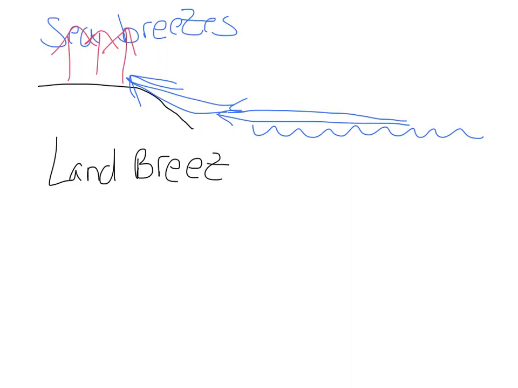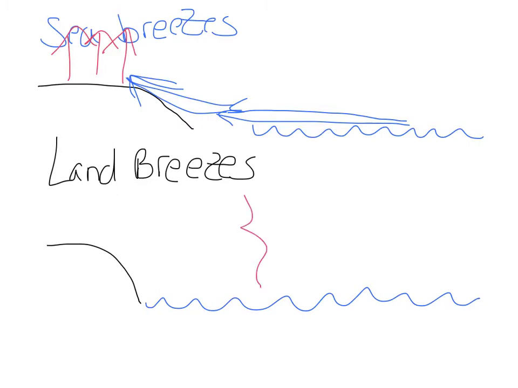And land breezes are exactly the opposite. So if we have land and we have water, you're actually going to find the opposite happening, right? Where warm air is coming off of the water and cool air is actually moving off of the land.